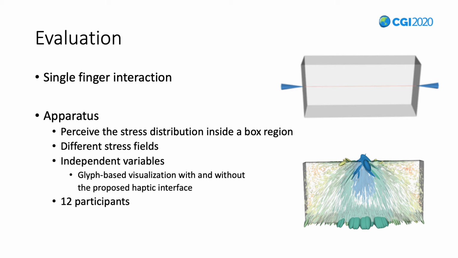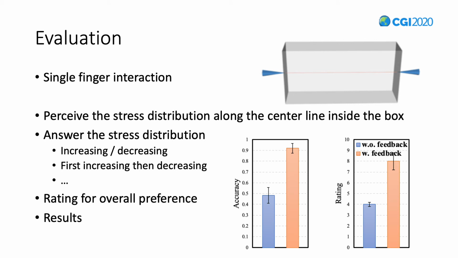We test a glyph-based visualization using VTK, the Visualization Toolkit, with and without the proposed haptic interface. We randomly display stress fields to the users. The participant is asked to answer what stress distribution they have perceived. For example, they will specify if the stress is increasing or decreasing, or first increasing then decreasing, along the center line. We collect their answers and find the ratio of the correct answers as the accuracy.